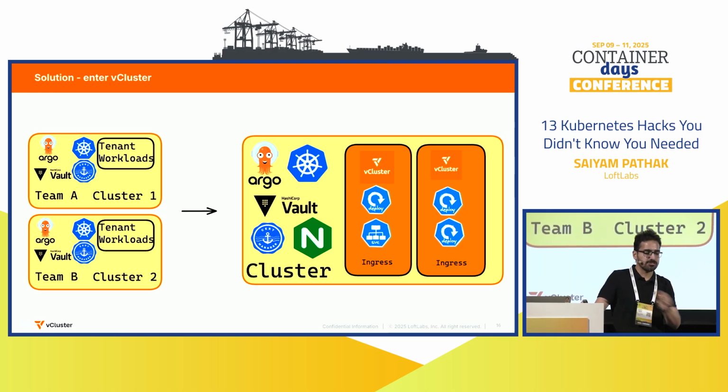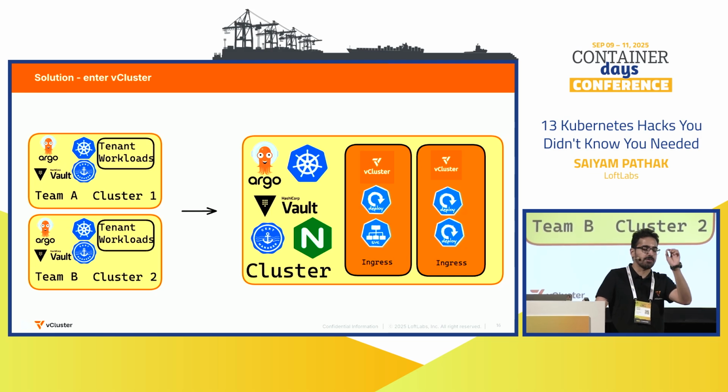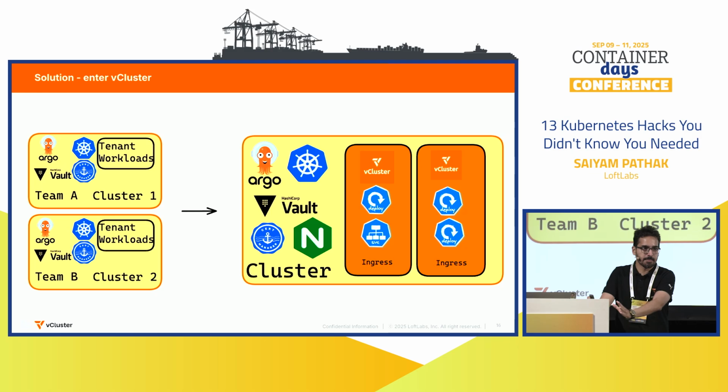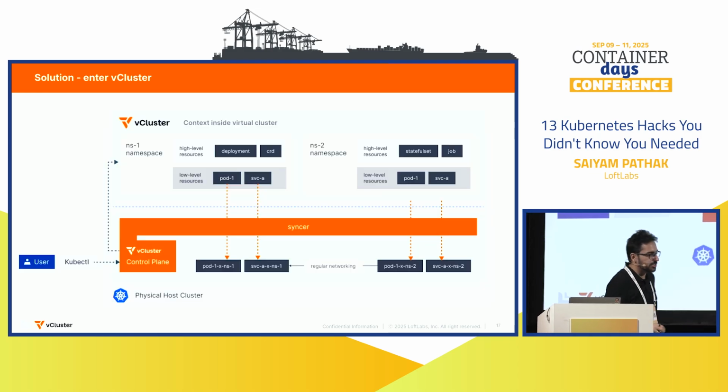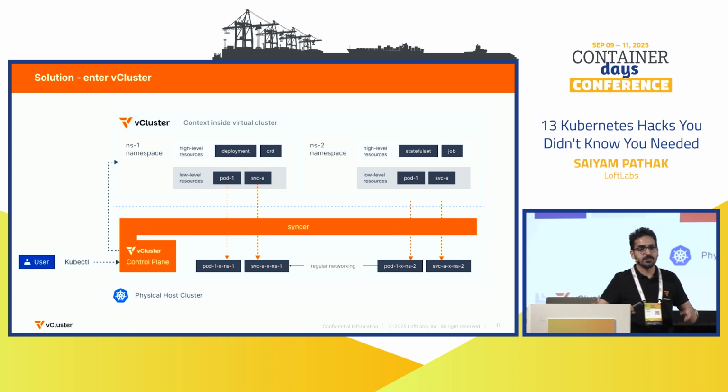So you have this host cluster, and then what you do is you install once Argo CD, Vault, Cert Manager, and Nginx controller, and then you share these for the virtual Kubernetes clusters that you create. Now, every virtual Kubernetes cluster comes with its own control plane. That's the beauty of it, because there will be no noisy neighbor problem.